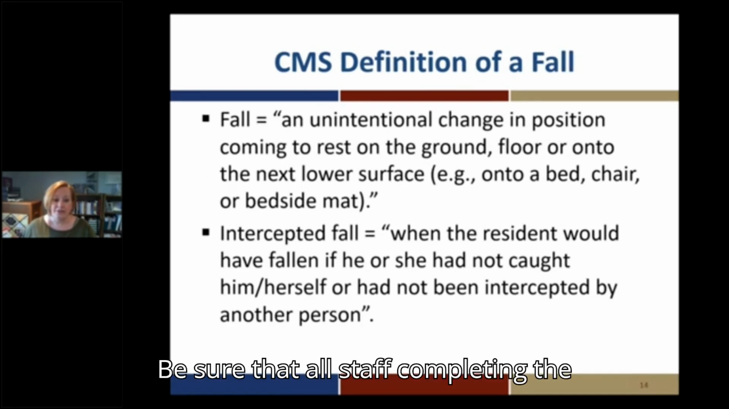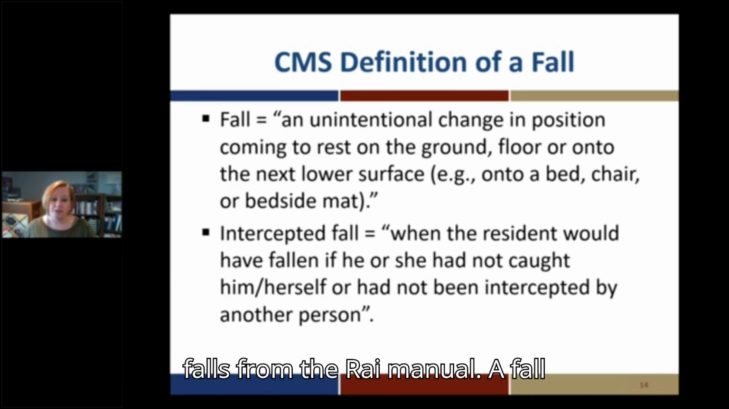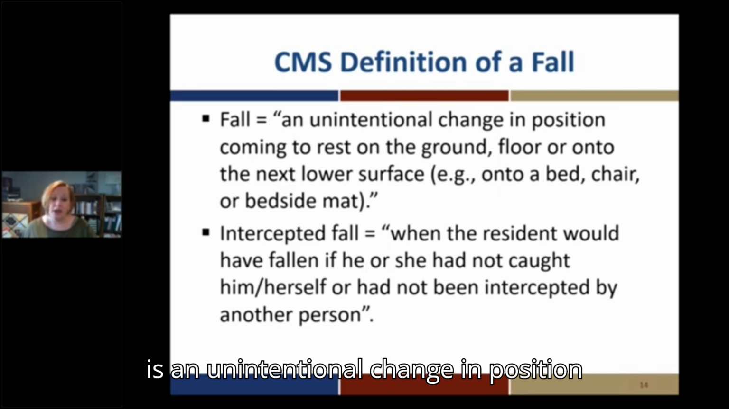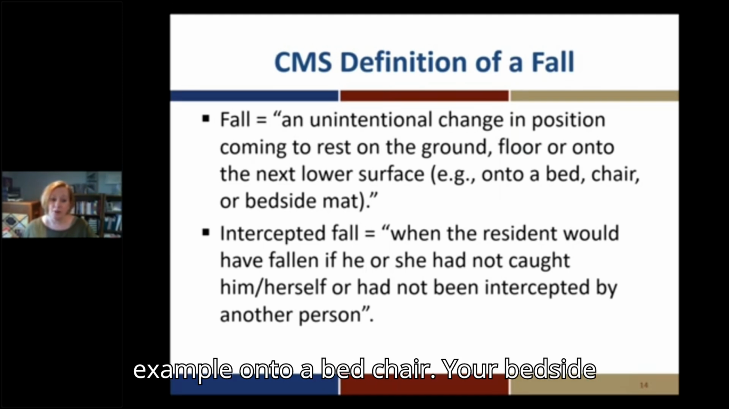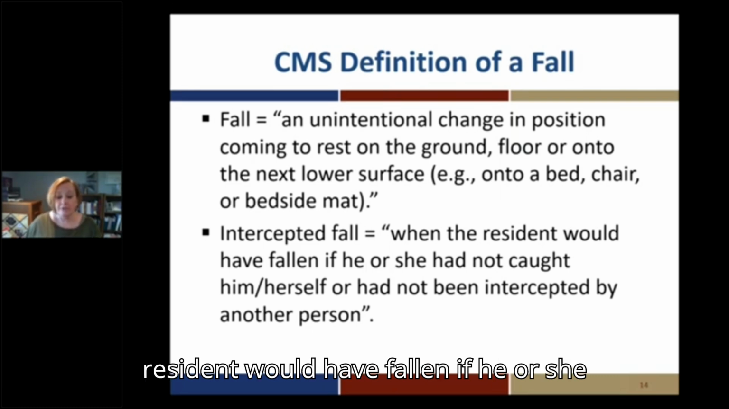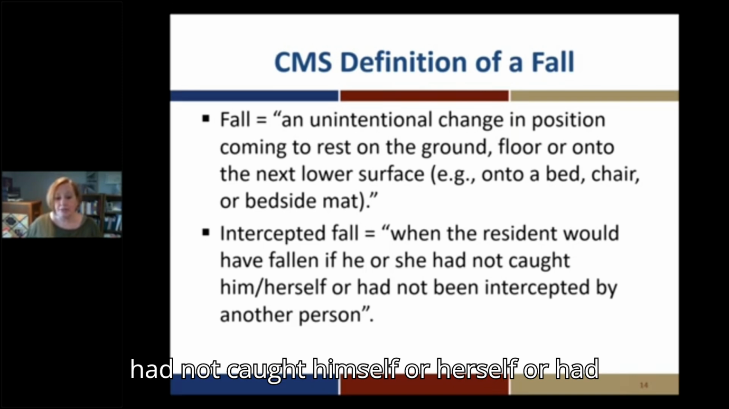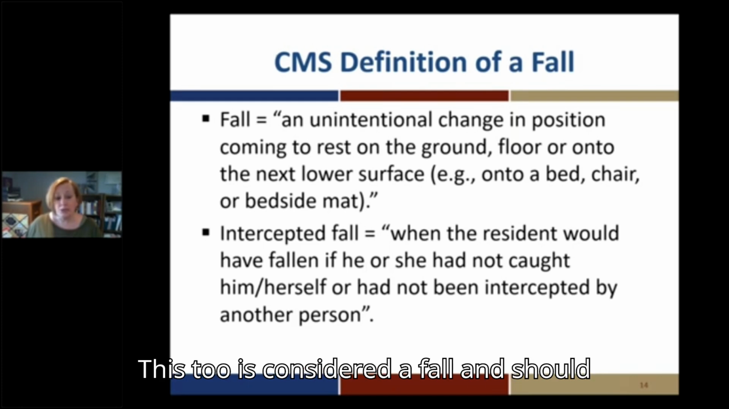Be sure that all staff completing the MDS know the CMS definitions related to falls from the RAI manual. A fall is an unintentional change in position, coming to rest on the ground, floor, or onto the next lower surface, for example, onto a bed, chair, or bedside mat. An intercepted fall is when a resident would have fallen if he or she had not caught himself or herself, or had not been intercepted by another person. According to the RAI manual guidelines, this too is considered a fall and should be documented as such.